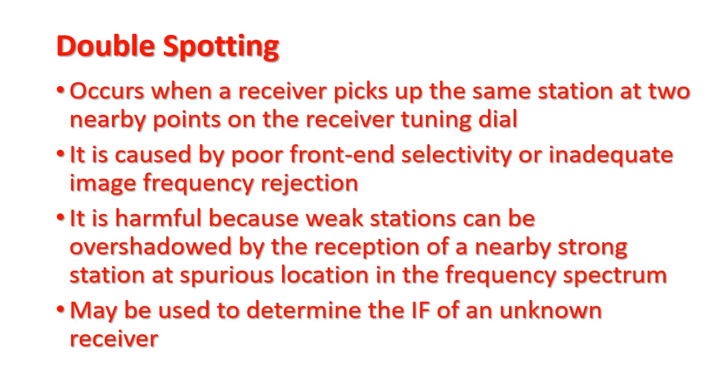Double spotting. Double spotting occurs when a receiver picks up the same station at two nearby points on the receiver tuning dial. It is caused by poor front-end selectivity or inadequate image frequency rejection. It is harmful because weak stations can be overshadowed by the reception of a nearby strong station at a spurious location in the frequency spectrum. This may be used to determine the IF of an unknown receiver.